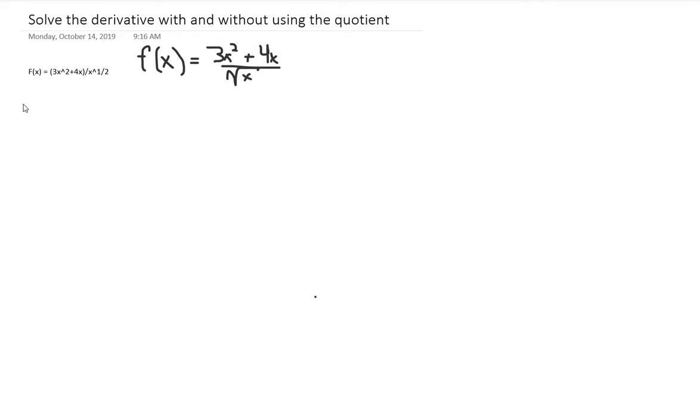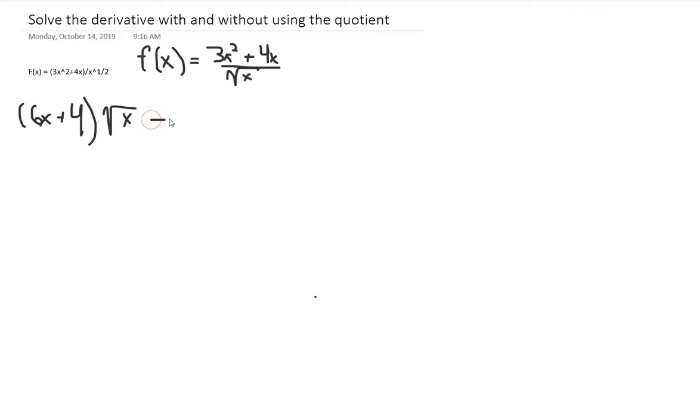Let's do the derivative of the top first, and that's just going to be 6x plus 4. Oh, I messed that up. Let's erase that. Plus 4 times the square root of x.